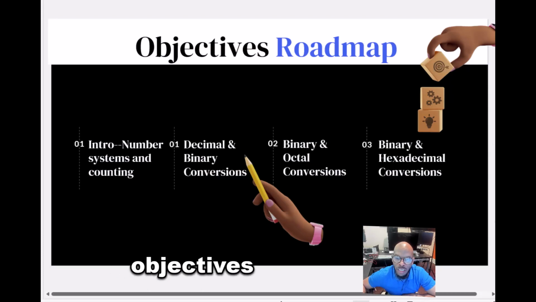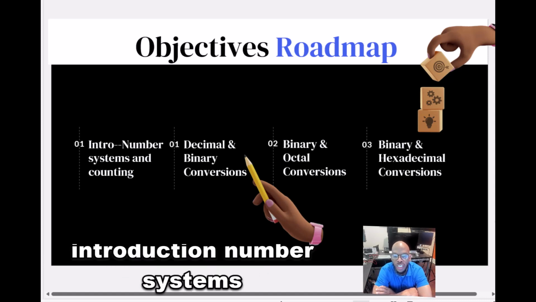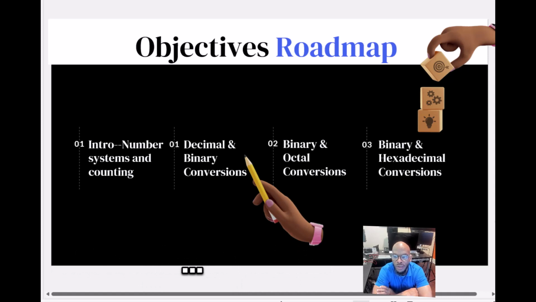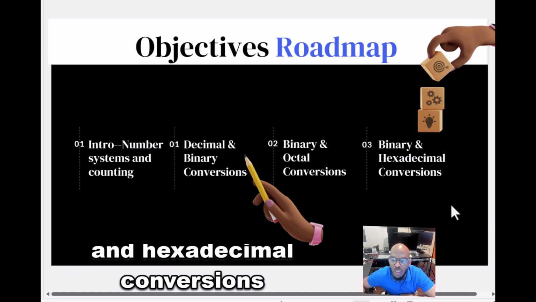These are the objectives for this lesson. Module 1, Introduction to Number Systems and Counting, Decimal and Binary Conversions. Module 2, Binary and Octal Conversions. And Module 3, Binary and Hexadecimal Conversions.